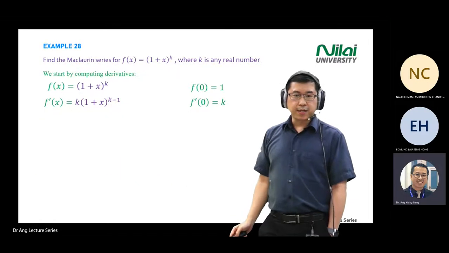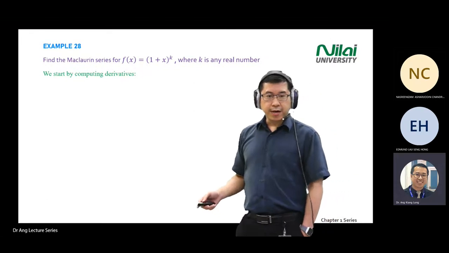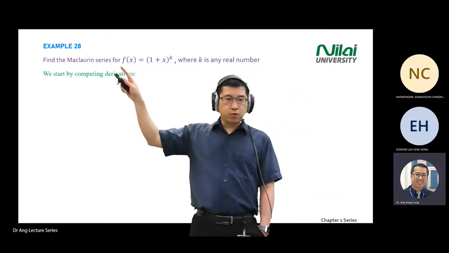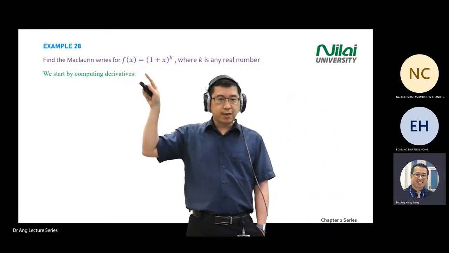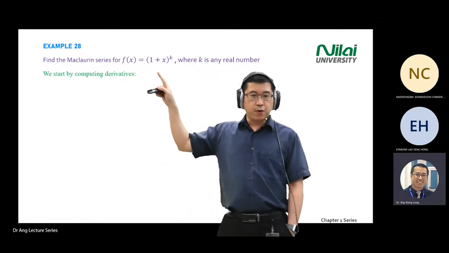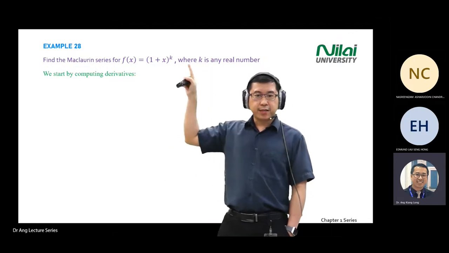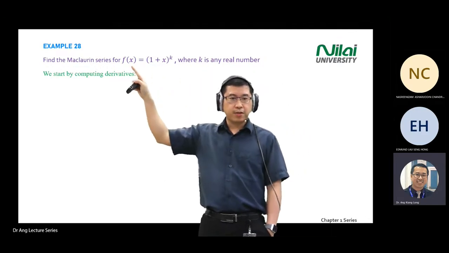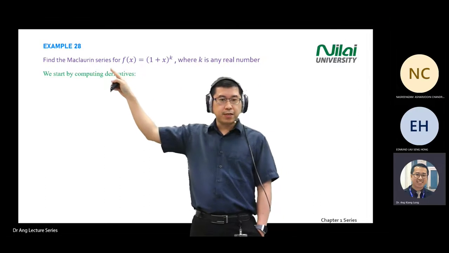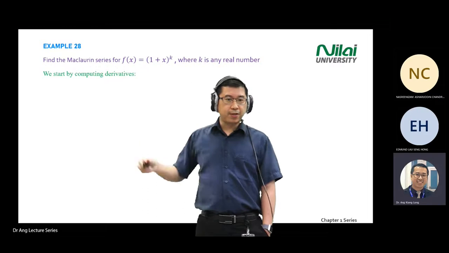I need to explain, because he's come up with the one important equation. All right, now let's go to example 28. The question asks you to find the Maclaurin series for this function. K is a real number. It asks you to develop the Maclaurin series. Again, go and revisit the definition of the Maclaurin series.